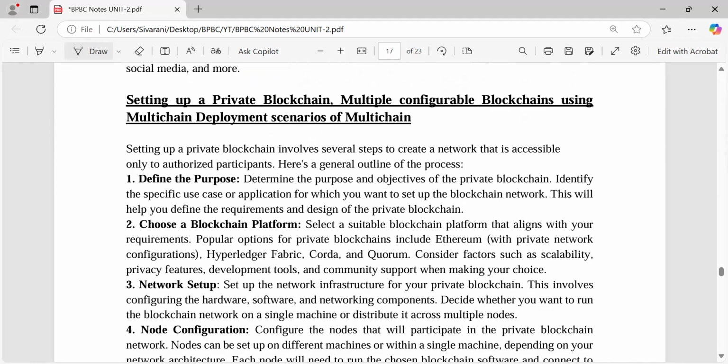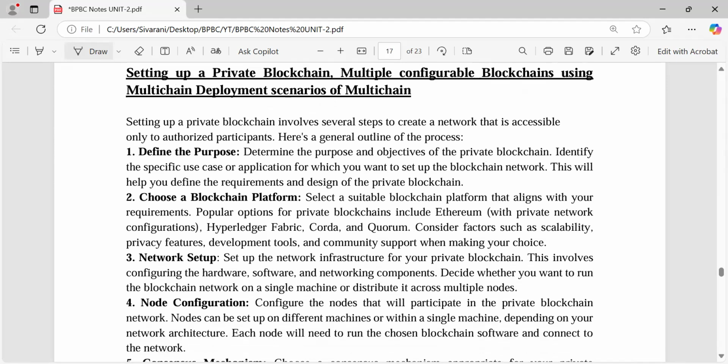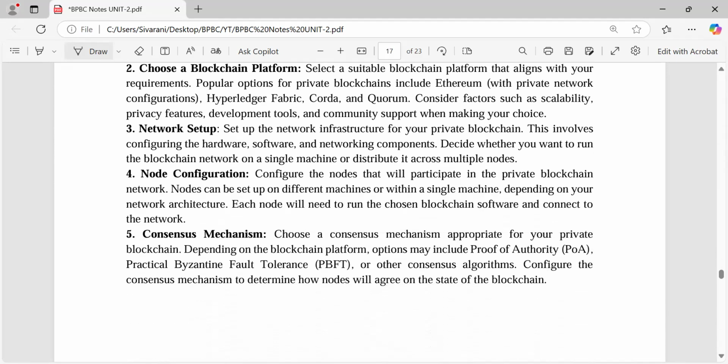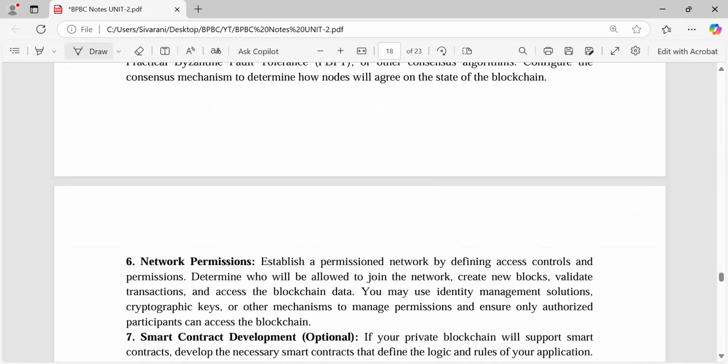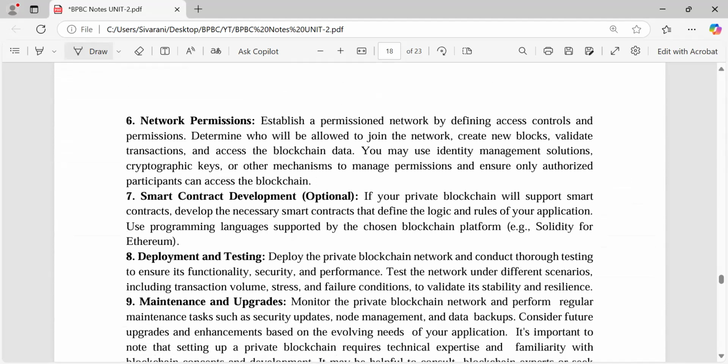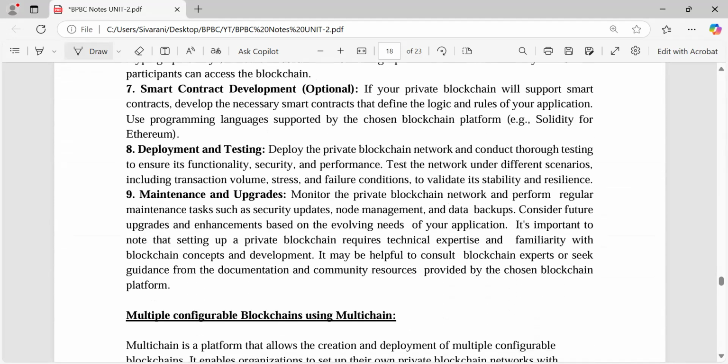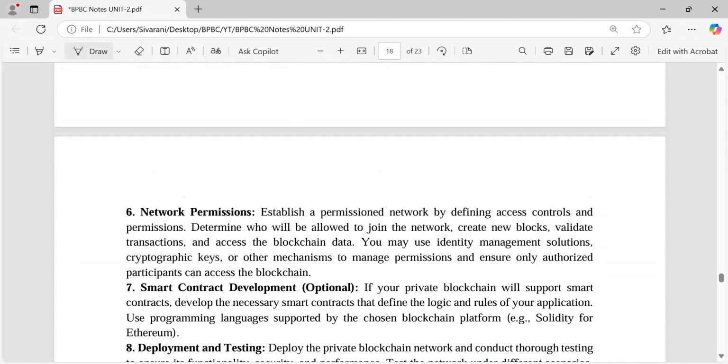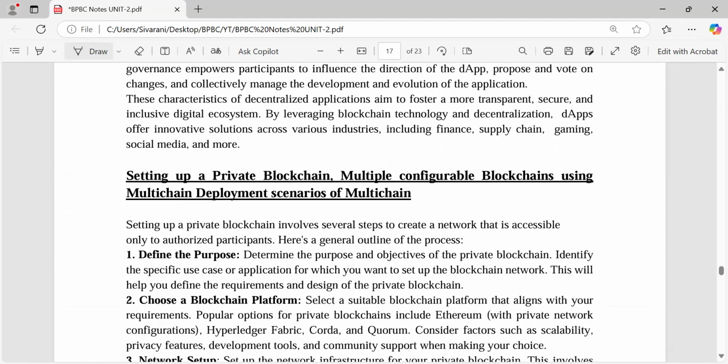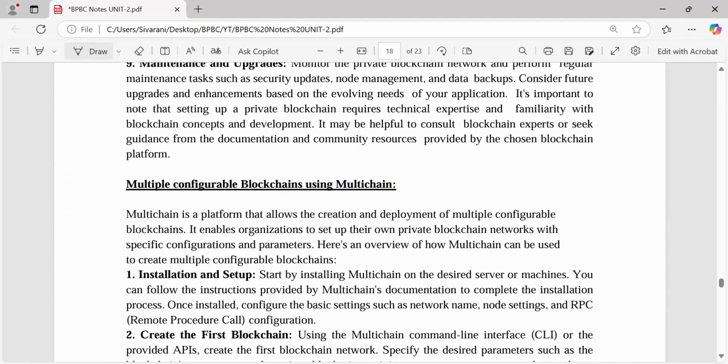Whenever you are going to set up a private blockchain, first you have to define the purpose. Next, choose a blockchain platform. And next, you have to set up the network, and configure the nodes that will participate in the private blockchain network. And next, you choose the consensus mechanism and network permissions, then smart contract development, deployment and testing, and maintenance and upgrades. These are the different steps while you are setting up a private blockchain.